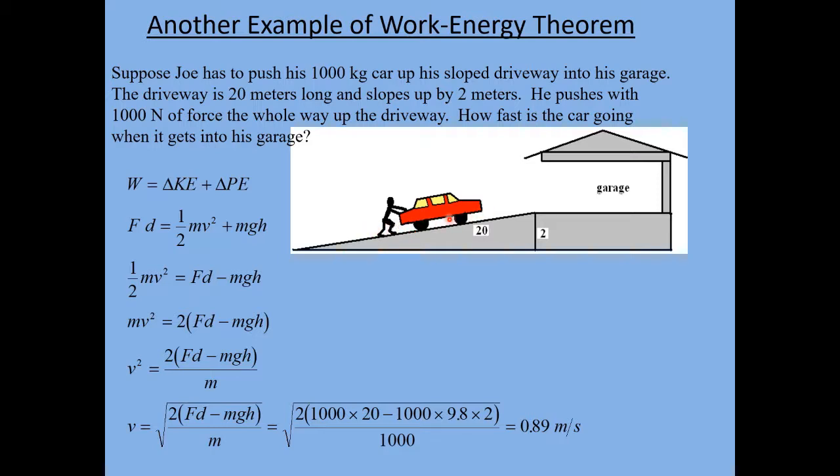It's moving the car, which means the car gets kinetic energy, but he's also basically lifting the car, right? Using this ramp, he's lifting the car up 2 meters to get it into the garage. So that's an increase in potential energy. So once again, work is force times distance. The change in kinetic energy, same as last slide, 1/2 mv squared, but now we have to include mgh. That's the potential energy of the car when it gets into the garage.